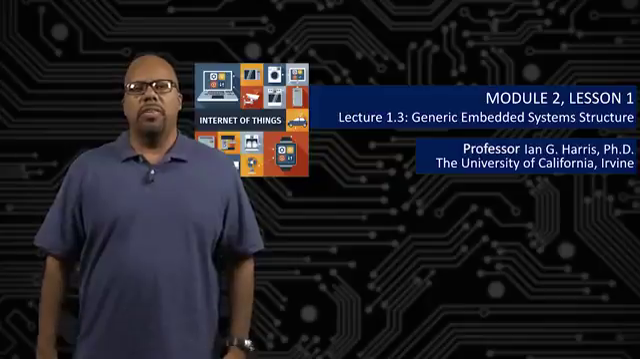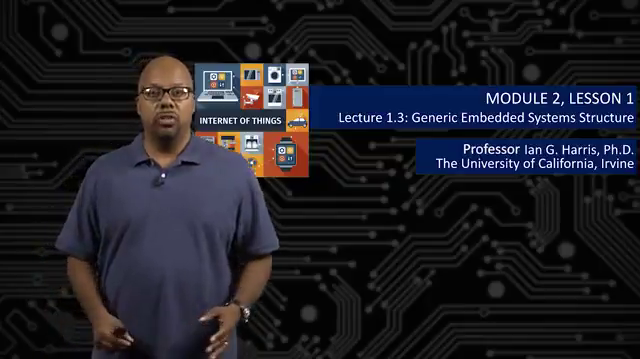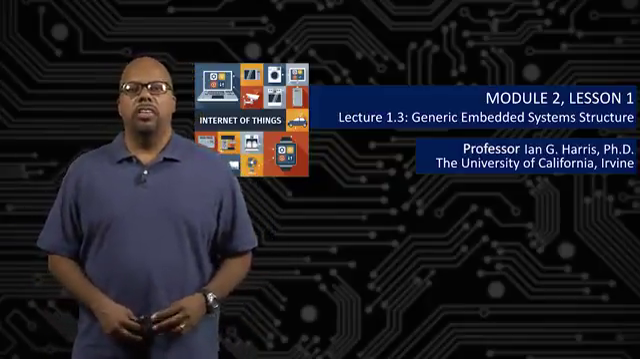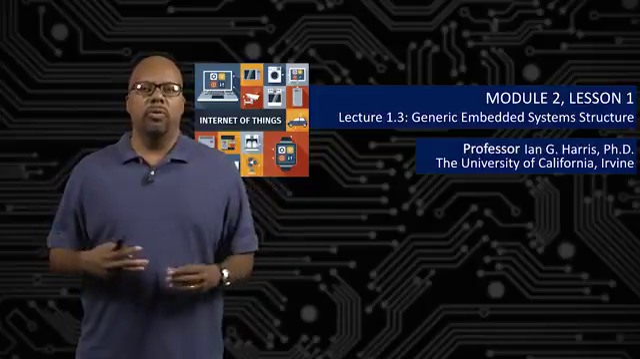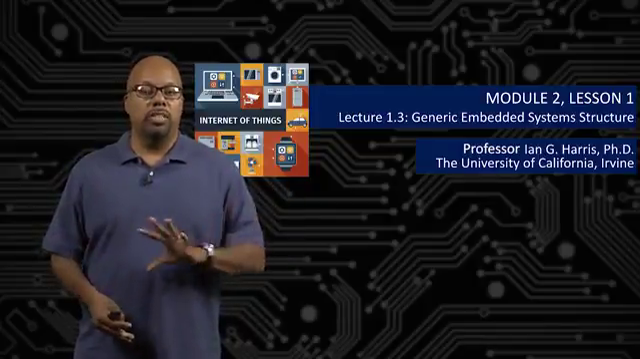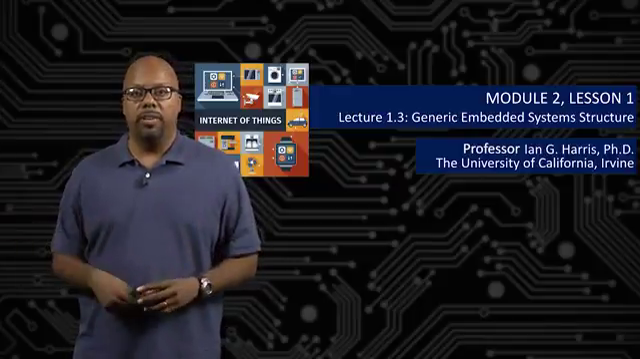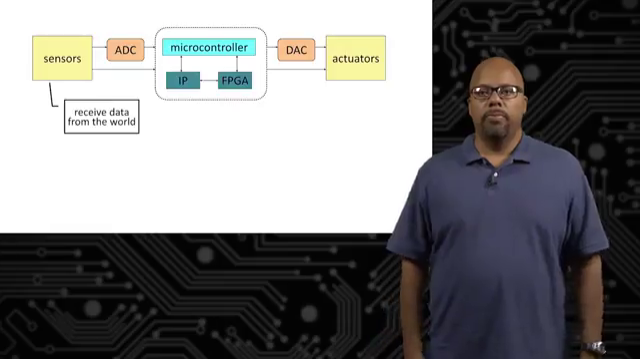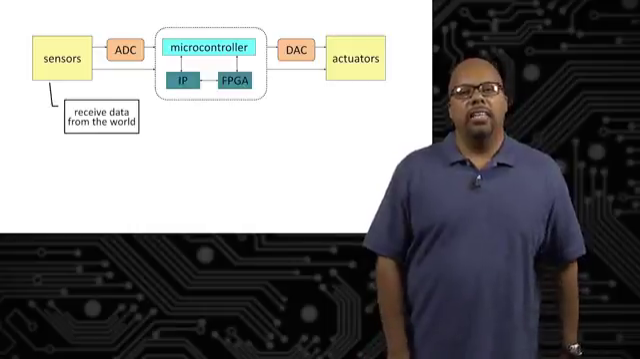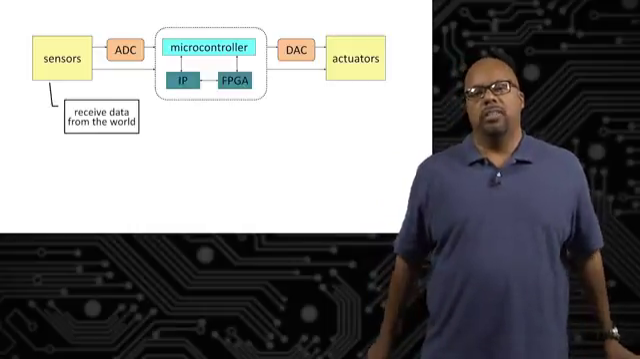This lecture, we'll talk about the structure of an embedded system, the hardware structure specifically. We'll look at the different components in a very generic view, the different types of components, and we'll talk about some of them. The main component, the microcontroller, we'll talk more about in the next lecture. So here's my high-level generic view of what an embedded system looks like.